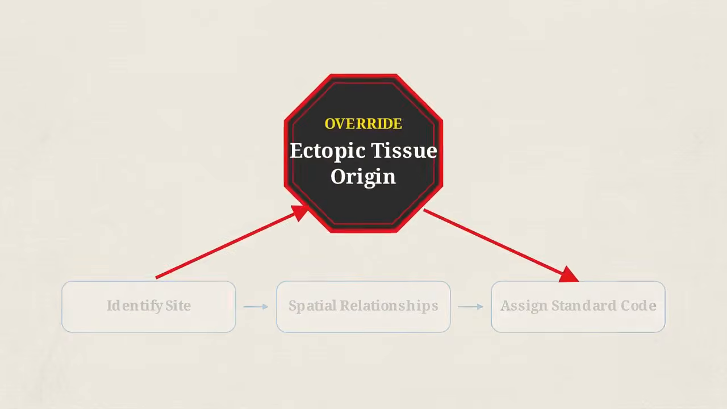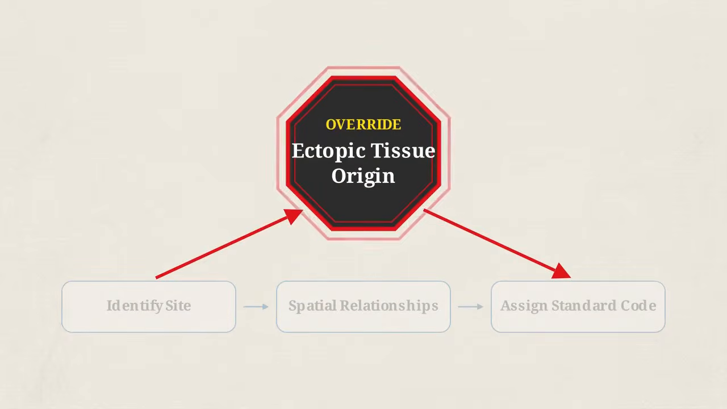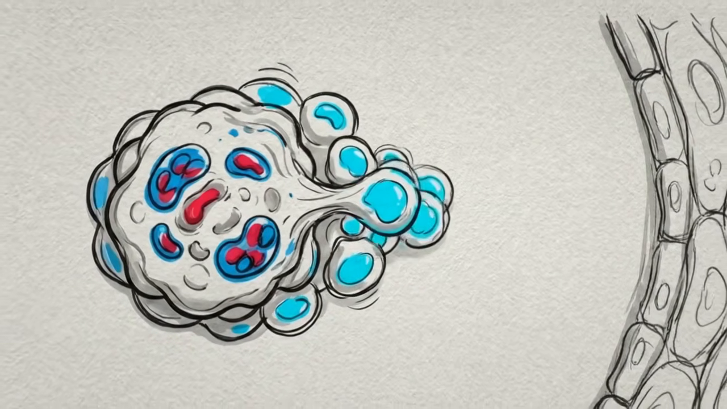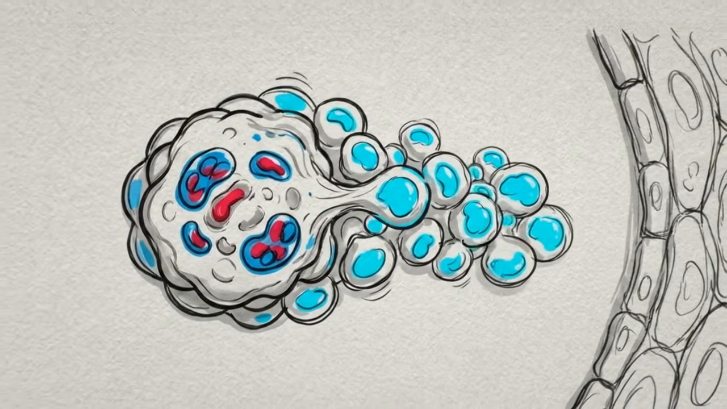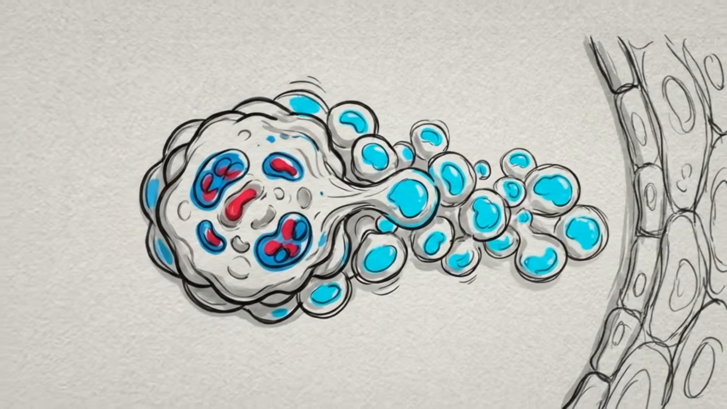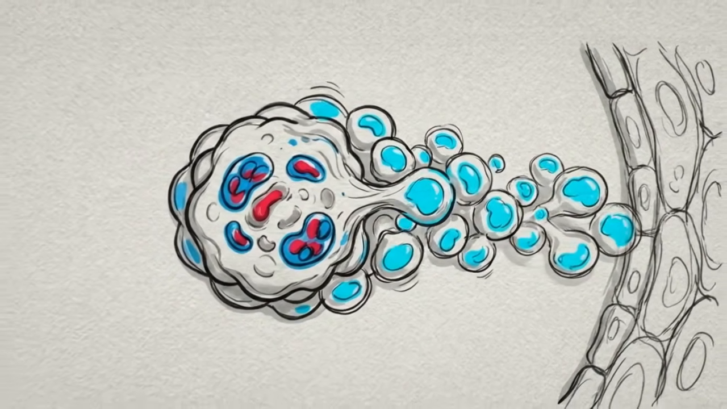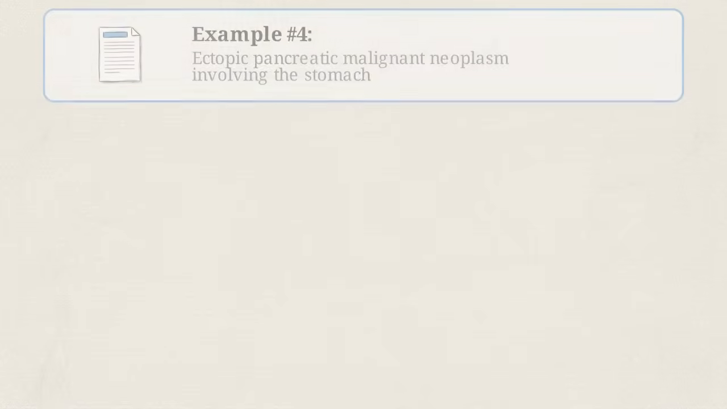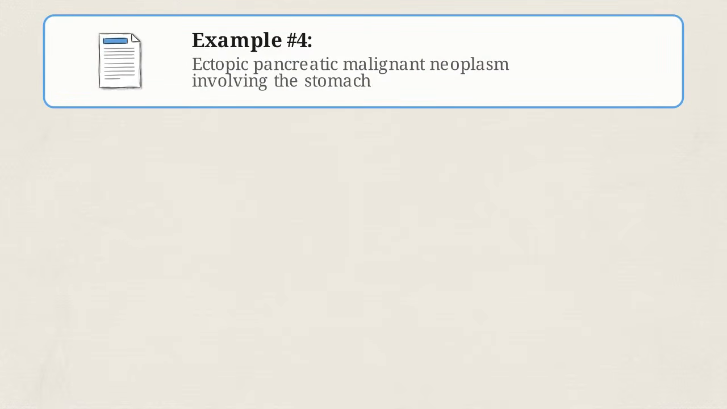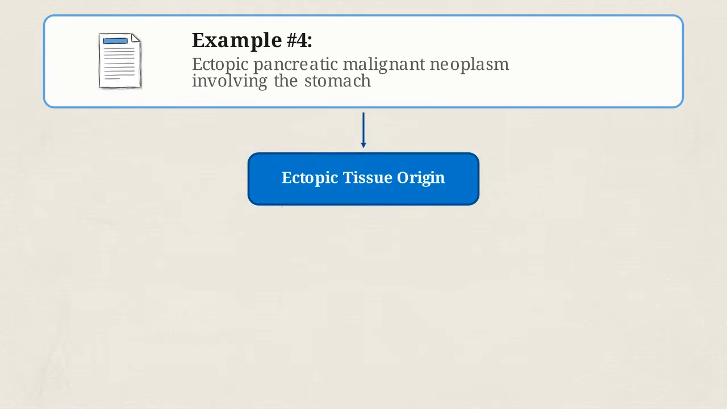The algorithm contains an exception pathway that can override standard spatial rules. Ectopic tissue is simply cellular tissue found growing in an entirely abnormal anatomical location as a direct result of early embryological development. For these cases, ectopic malignancies are coded strictly to the site of tissue origin, regardless of their current location. Example number 4 describes an ectopic pancreatic malignant neoplasm involving the stomach.